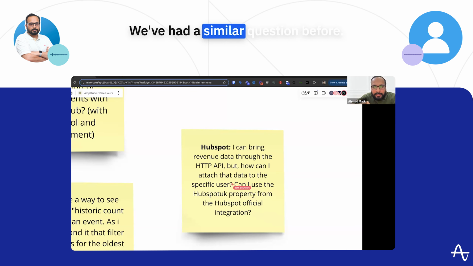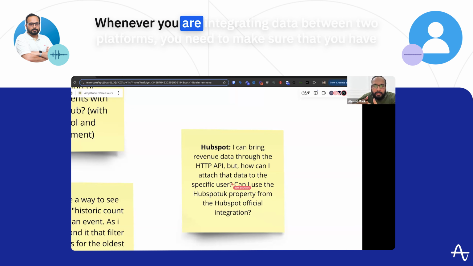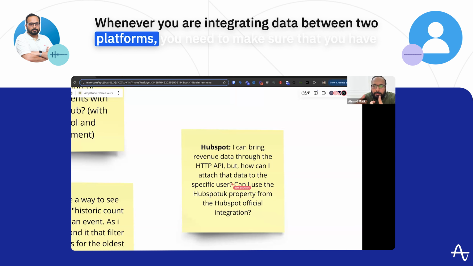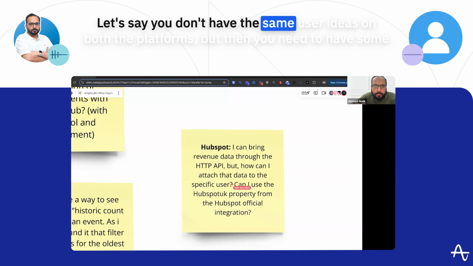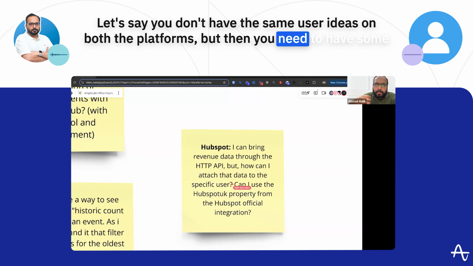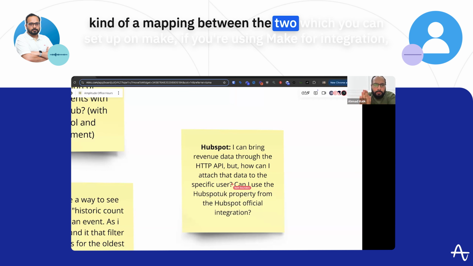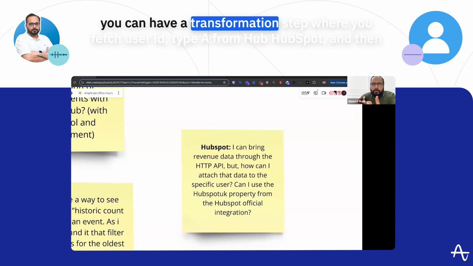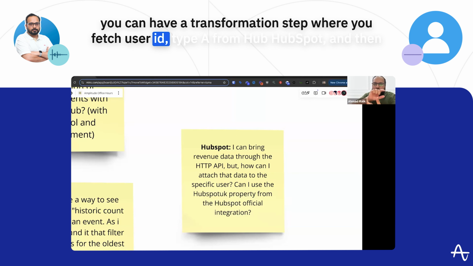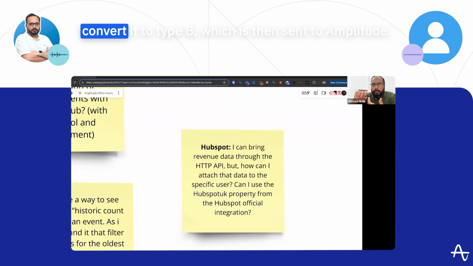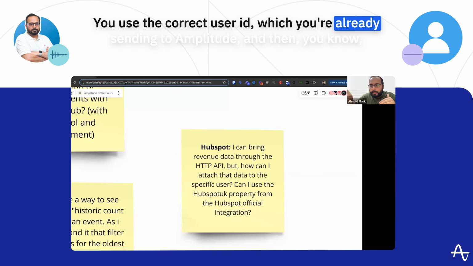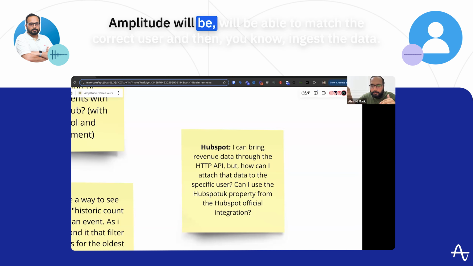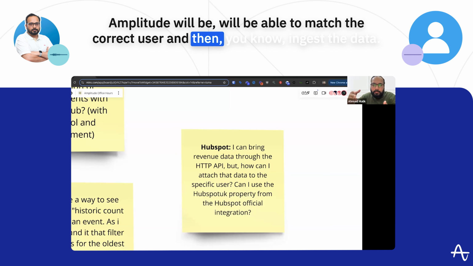We've had a similar question before. Whenever you are integrating data between two platforms, you need to make sure that you have the same user IDs on both platforms. If you don't have the same user IDs on both, then you need some kind of mapping between the two, which you can set up on Make. If you're using Make for integration, you can have a transformation step where you fetch user ID type A from HubSpot and then convert it to type B, which is then sent to Amplitude. You use the correct user ID, which you're already sending to Amplitude, and then Amplitude will be able to match the correct user and ingest the data.